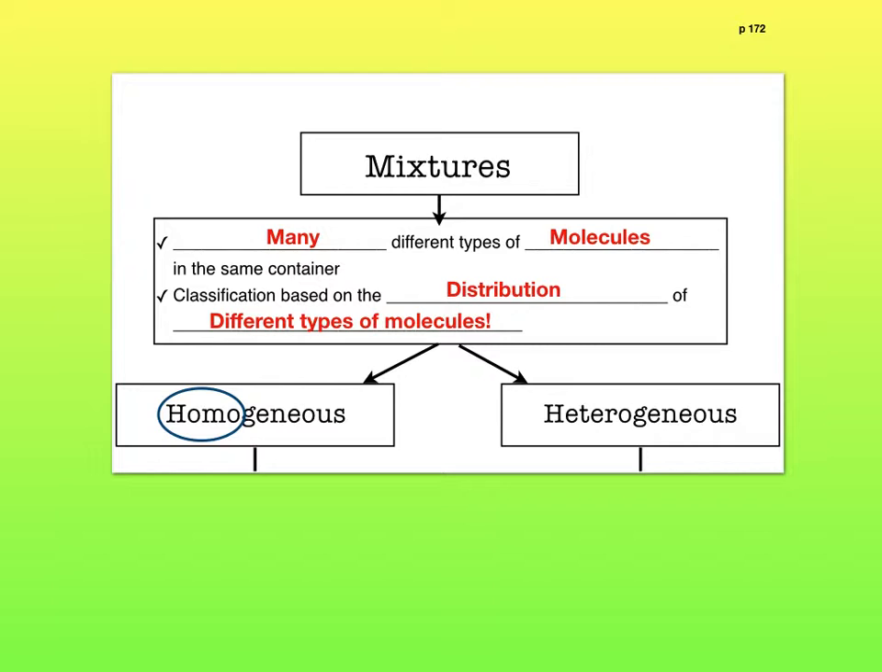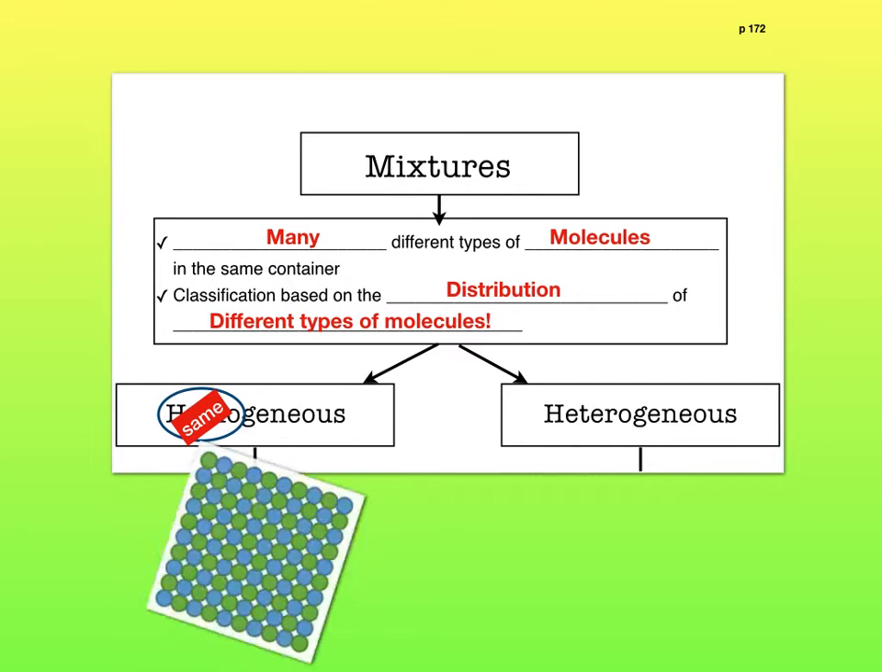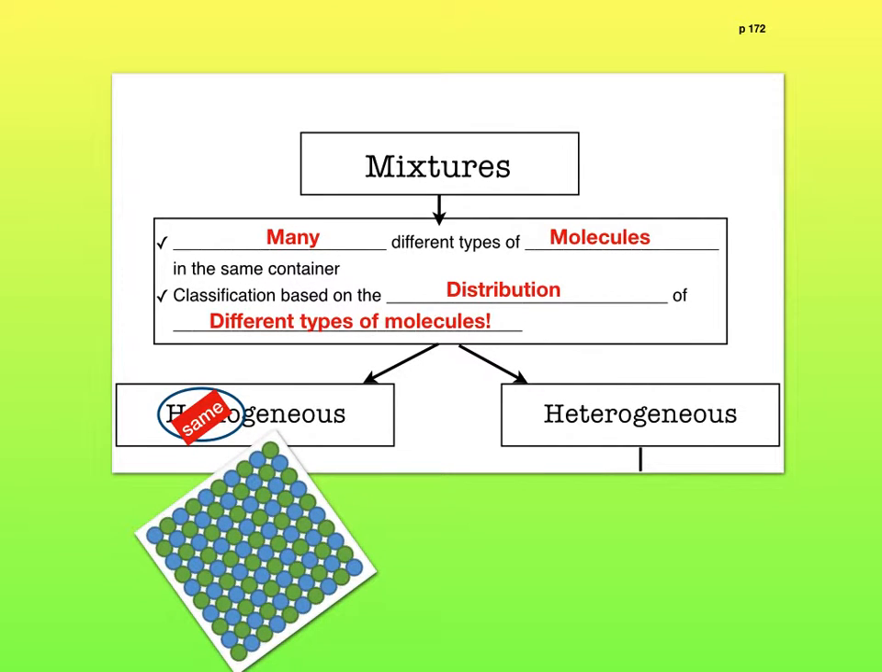Homogeneous, prefix HOMO, you have learned to associate with the idea of being the same. So in this case, if it's a homogeneous mixture, that means that the particles have the same type of distribution. Take a look at the picture below. The blue and green spheres seem to be uniformly distributed throughout the sample.